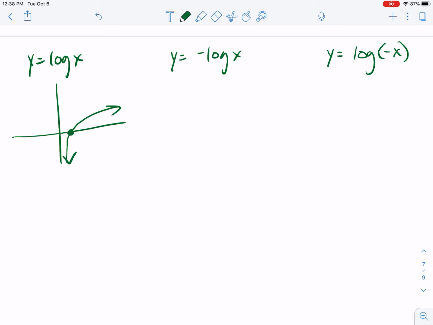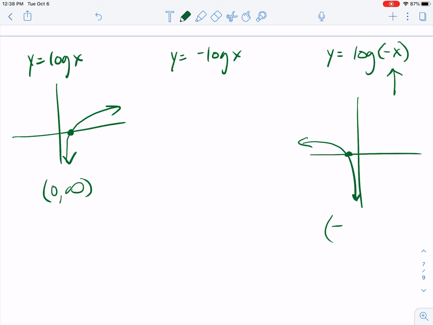So keep in mind the domain here goes from 0 to infinity. Well, over here, I can't take the log of a negative, so I can only plug in negative x's so that a negative negative becomes a positive. Oh my goodness, what is happening? So this one is here, and it's going to do something like this. This changes my domain to be from negative infinity to 0.